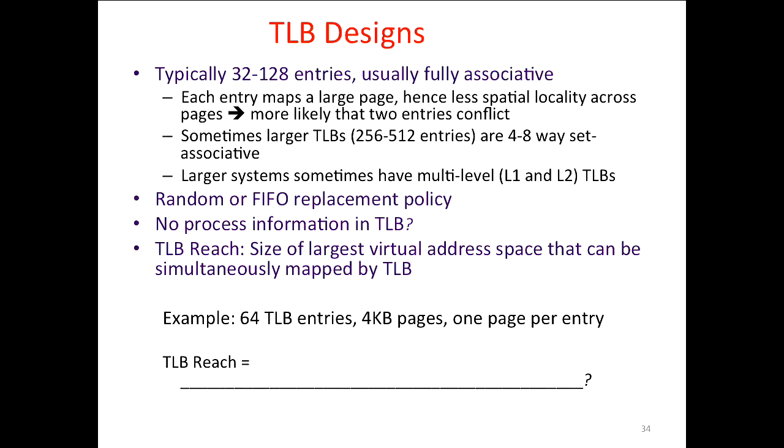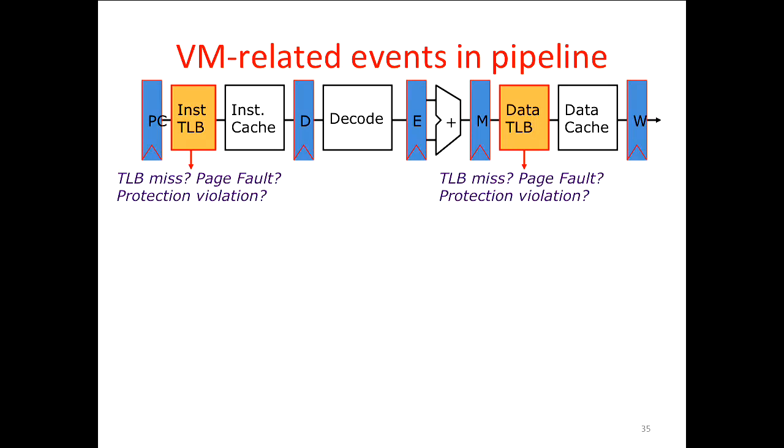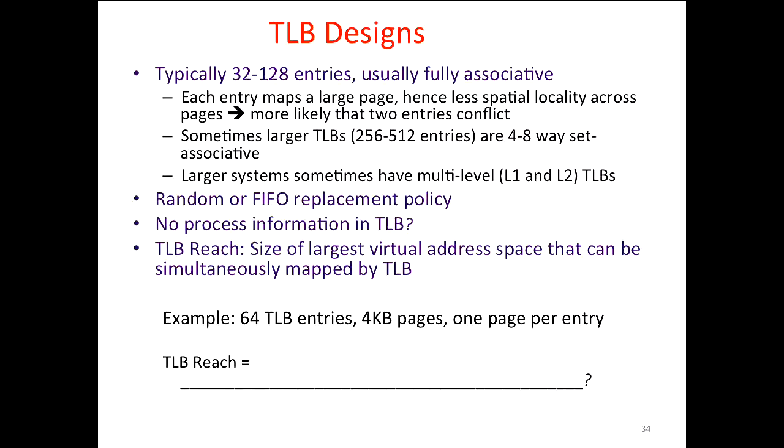Right? It's just simply, if you've got, say, 64 TLB entries and 4 kilobyte pages, there's one page in each entry. It's just multiplying those out. So 256K would be the answer here. That'd be how much data I can now simultaneously map in the TLB.